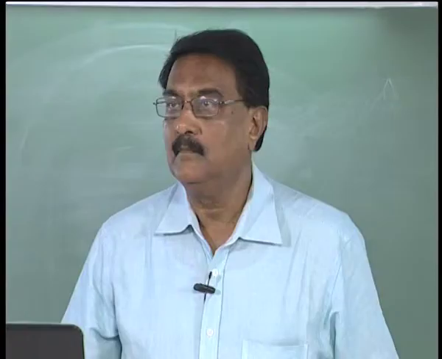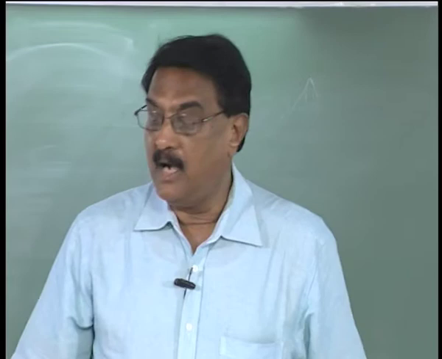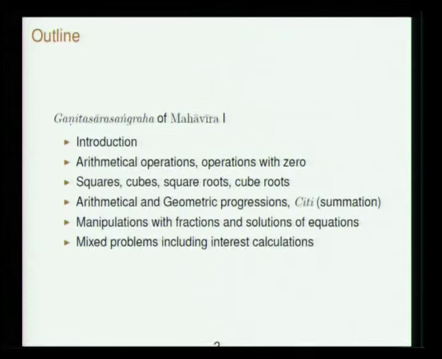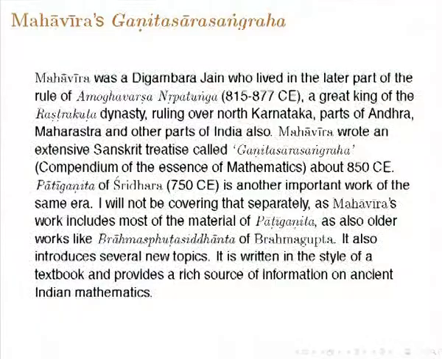Okay, so today I will be talking about Mahavira's Ganitasarasangraha. The outline is something like this: first is the introduction, then the arithmetical operations and operations with zero, squares, cube, square roots, cube roots, arithmetical and geometric progressions, chiti, summation, manipulations with fractions and solutions of equations, and mixed problems including interest calculations. So this is the outline of the first lecture on Mahavira's Ganitasarasangraha.